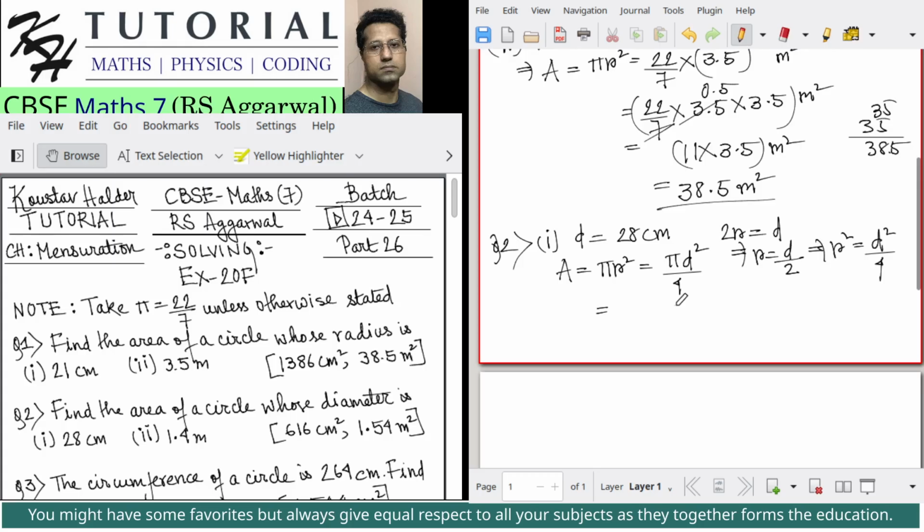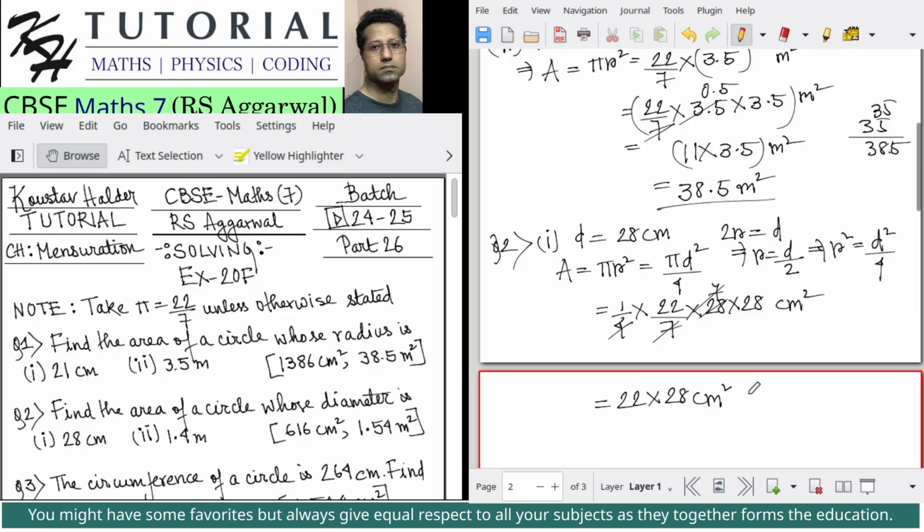So now we have to simplify, we have to put the value. So 1 by 4 multiplied by pi, which is 22 by 7, and d is 28. So 28 multiplied by 28, this much centimeter square. So this is equal to 4 cancels 28 with 7, 7 cancels out. So this is 22 multiplied by 28 centimeter square, and this is equal to 28 multiplied by 22, 56, so 616 centimeter square.